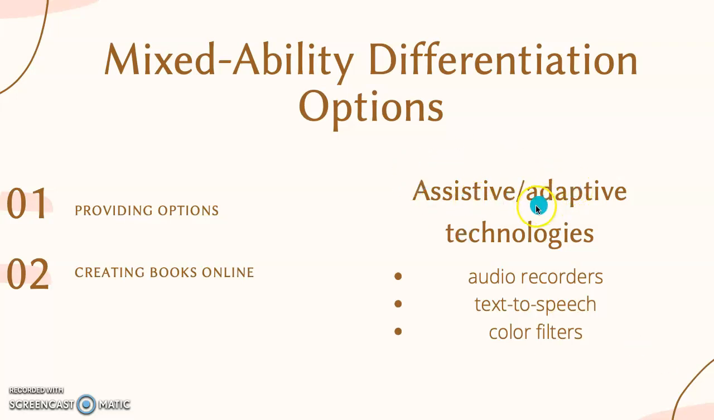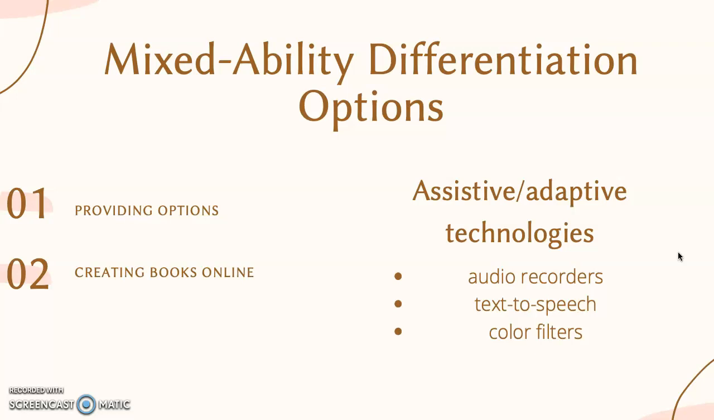More assistive and adaptive technologies that I could include in this unit plan is the audio recorders, where the student would be able to speak into the audio recording and then either take it home or come sit with the teacher, and the teacher will scribe out what they came up themselves. The next one, of course, would be text to speech, using this feature as the students are creating their books online. And then the last one, color filters.